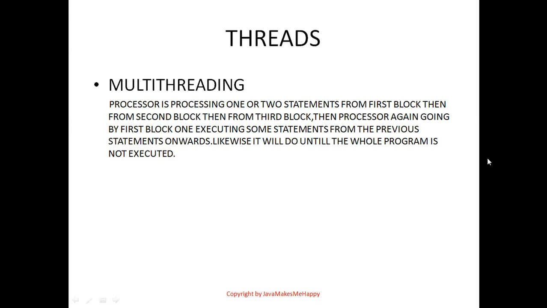This is the basic structure of running your program. A program can have different parts, as I have mentioned, that is, the first block, second block, third block, and onwards. The processor will execute your first block statement, then go to the second block, then to the third block. Again, it will come to the first block, then the second, then the third. Likewise, it will continue until the program is wholly executed.